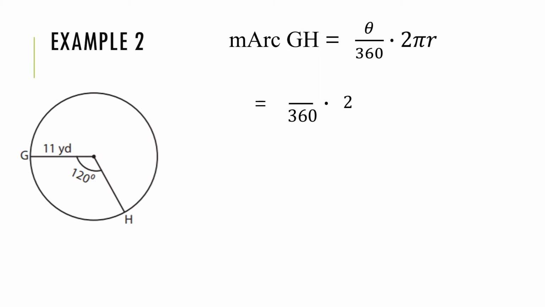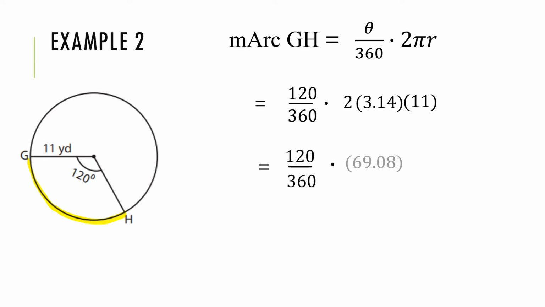In example 2, we want to find the length of arc GH, so from G to H. So we're going to replace theta with the measure of the central angle, which is 120, times 2 times 3.14 times 11. Now take 120, divide by 360, and multiply that by the circumference, which is 69.08, and 120 times 69.08 divided by 360 gives us 23.03 yards.